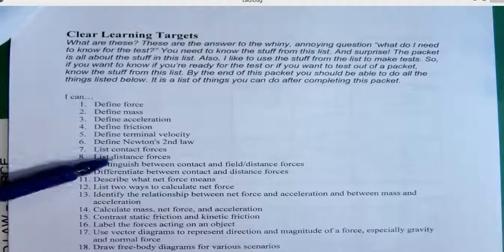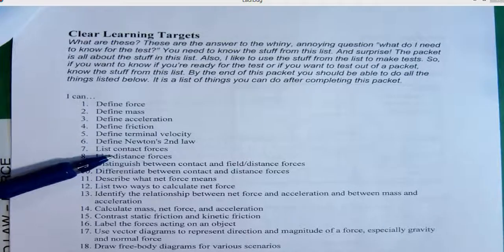We'll talk about these two, but in short, contact force means touching. Distance force means like not touching.